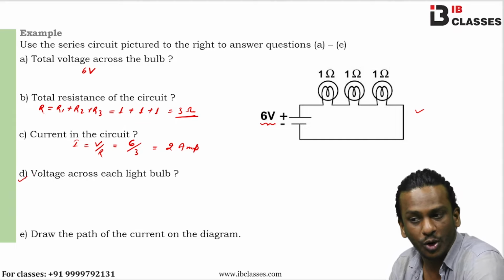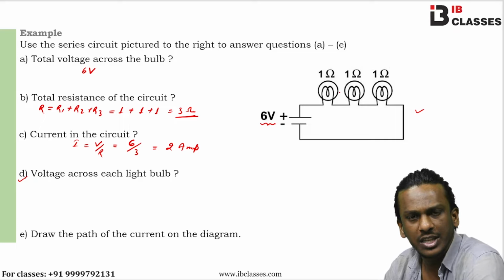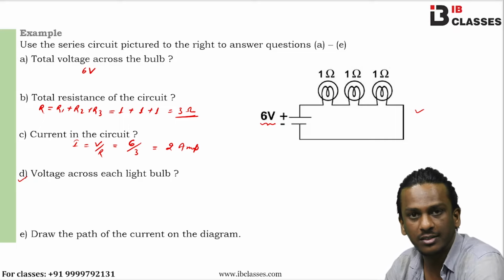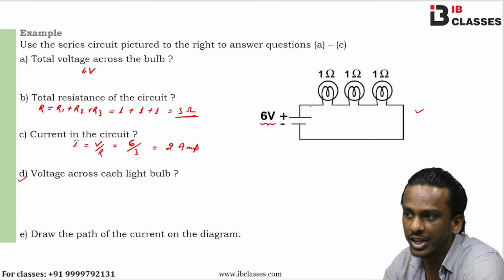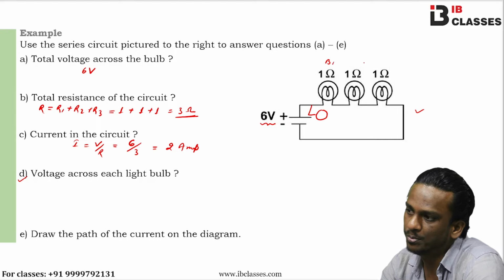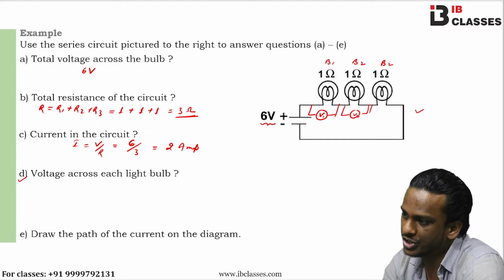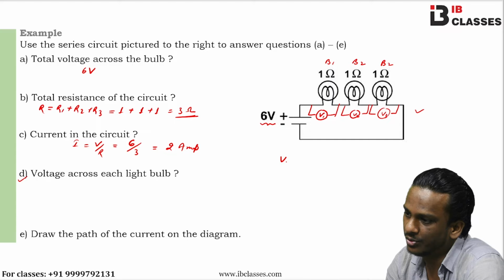Part D is the voltage across each light bulb. Now we can calculate the voltage across each light bulb because we already know that in a series circuit the voltage across each element is different. Suppose this is your bulb 1, this is your bulb 2, this one is your bulb 3, and the potential across bulb 1 is V1, across bulb 2 is V2, and across bulb 3 is V3. Now we can calculate V1 equals I R1.